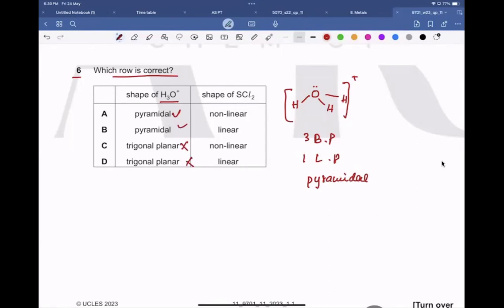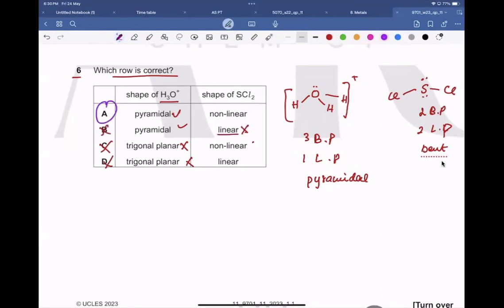Okay, now SCl2. For SCl2, the sulfur has 2 bond pairs and 2 lone pairs as well. So in this way, its shape is bent, which we call non-linear as well, right? So these two already go wrong. Here it says linear, which makes B wrong. So A is the correct answer. Is this clear to all of you?